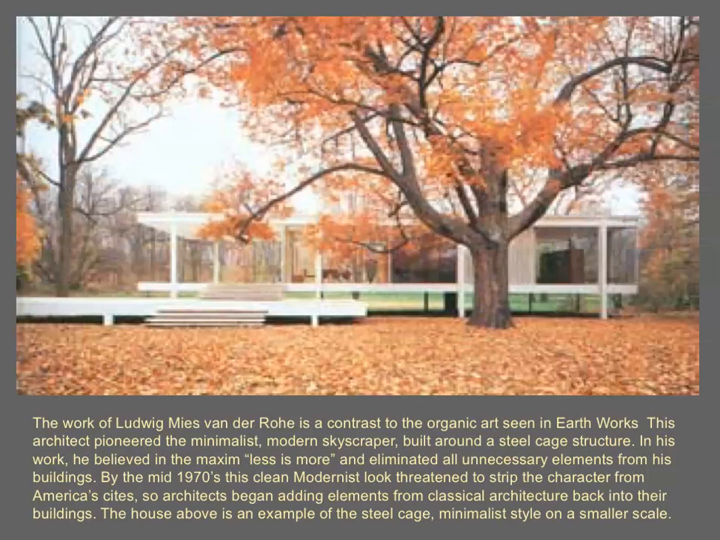The house above is an example of the steel cage, the minimalist style on a smaller scale. If you think about Bauhaus and you think about van der Rohe, they both have the same idea of eliminating anything that's extra and just going with the cleanest lines, usually straight lines, possible.